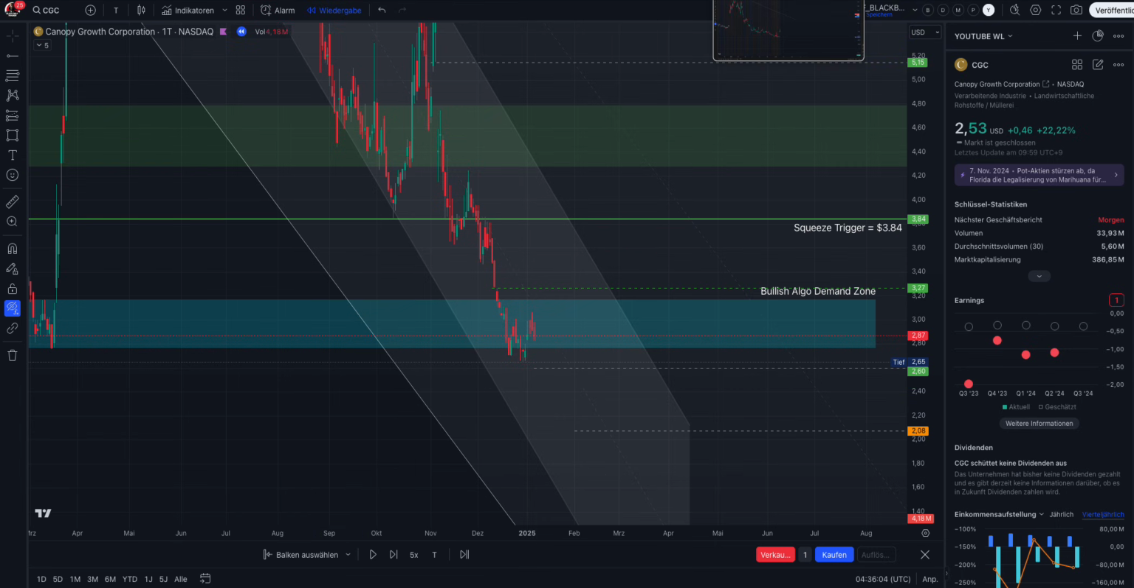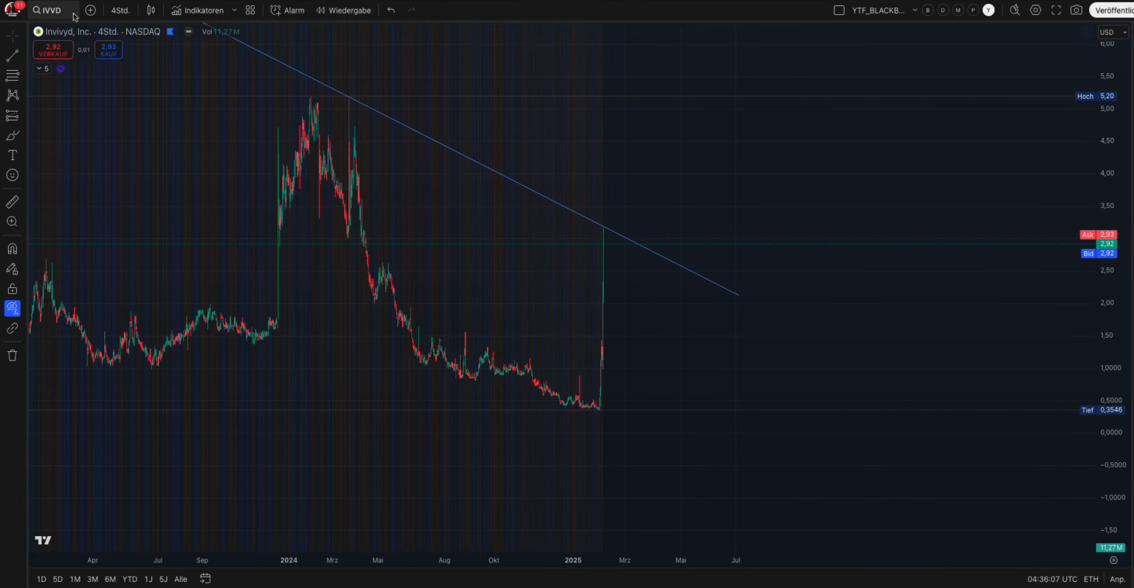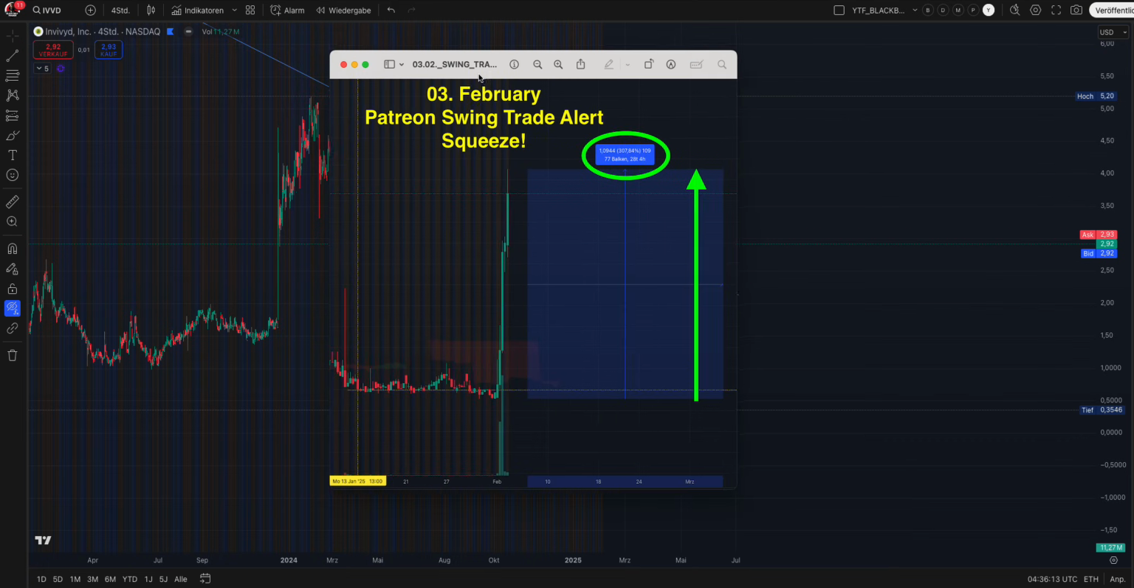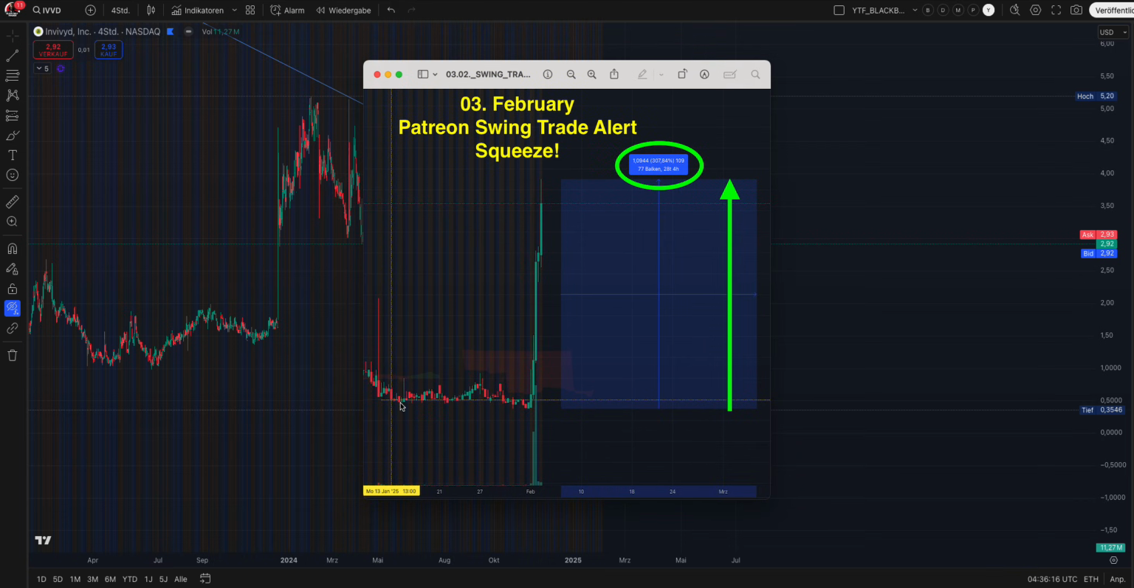Before we continue, guys, I just showed you this stock here, IVVD. That was one of my January swing trade alerts on Patreon. So that means I always post, a few weeks ago, I posted this ticker with a swing trade alert on my Patreon, where I said I expect a squeeze to happen. You can see that was the date when I posted this ticker, it traded just sideways, and now we have an almost 800% short squeeze.